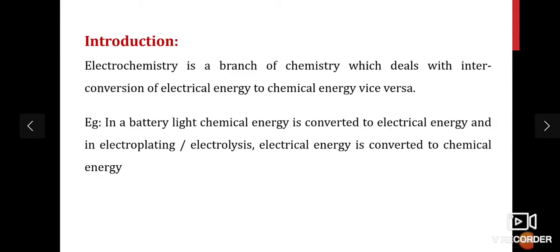So here we are going to see the first lesson, introduction to electrochemistry and some terminology in electrochemistry, then the construction and working of the calomel electrode.